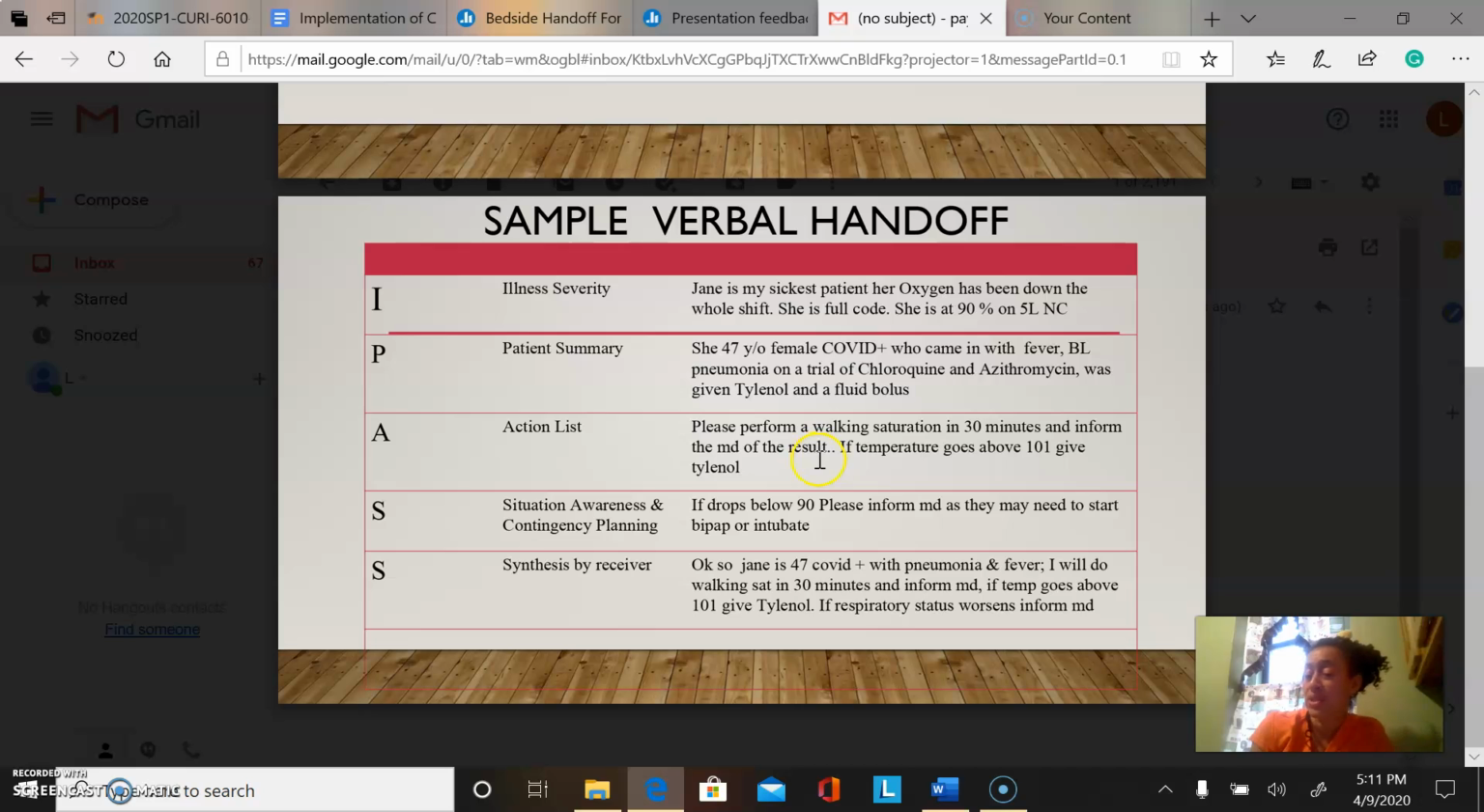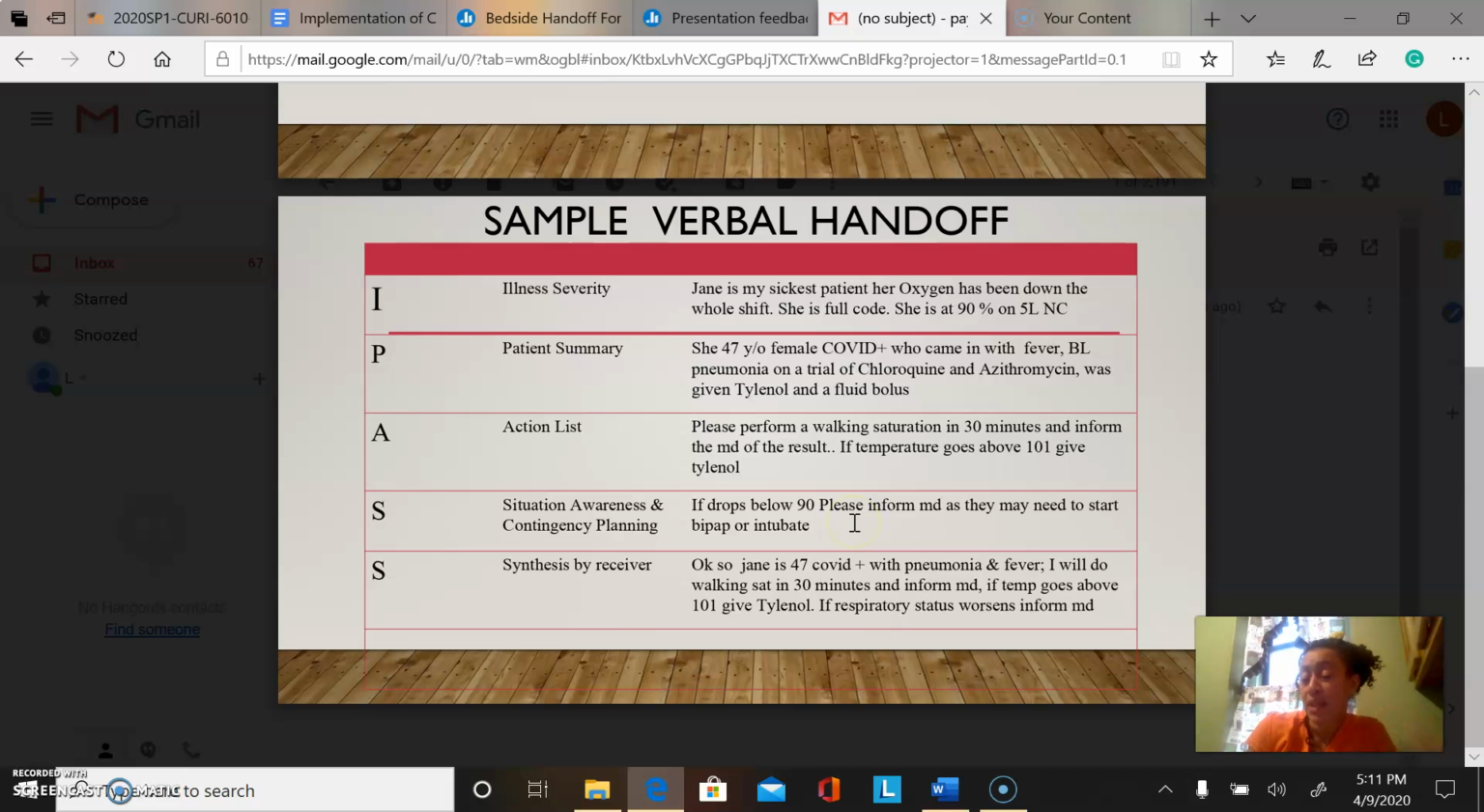It gives them the opportunity to ask questions like, hey, what is a walk-in saturation? What are you going to be doing? That gives them the opportunity to chime in if anything sounds incorrect or anything they want done. And then the situation awareness and contingency planning, which is the other S, is telling her other steps she should take.